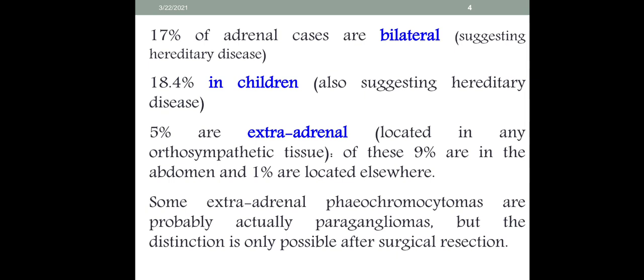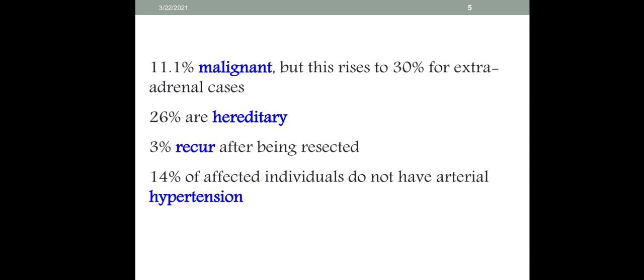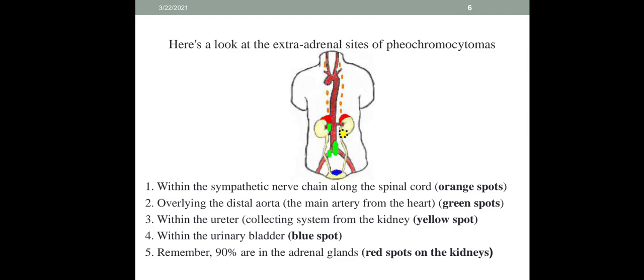So pheochromocytoma can be in the paragangliomas. 11% are malignant, but this rises to 30% for extra-adrenal cases. 26% are hereditary. 3% recur after being resected. So after we remove the tumor surgically, the tumor can recur in 3% of cases. 14% of affected individuals do not have arterial hypertension.